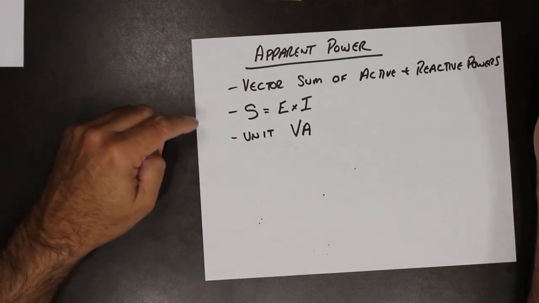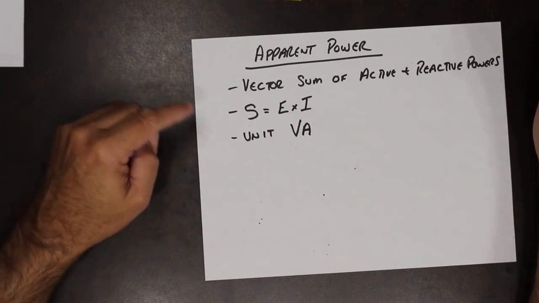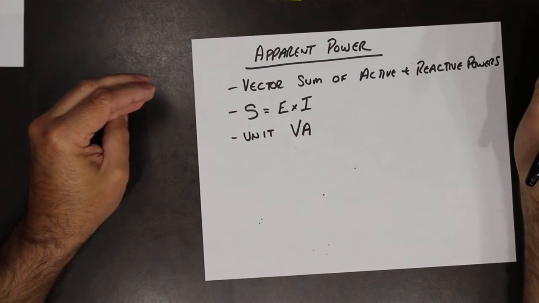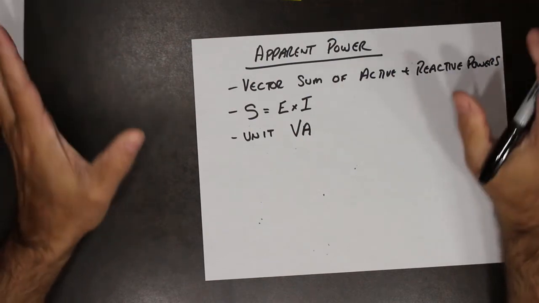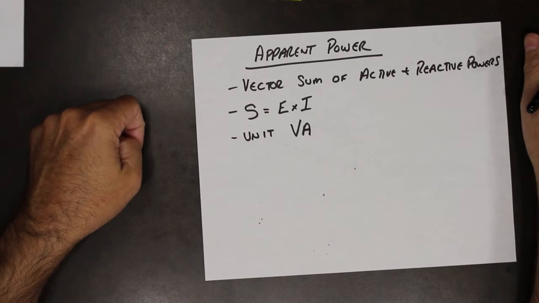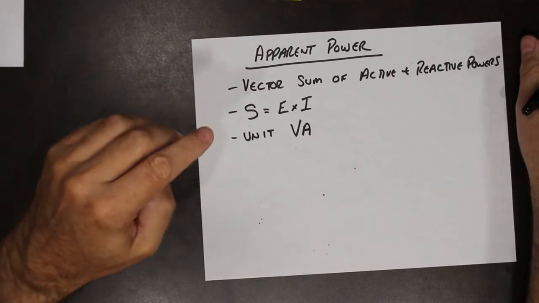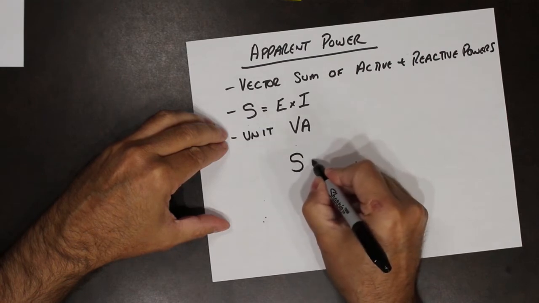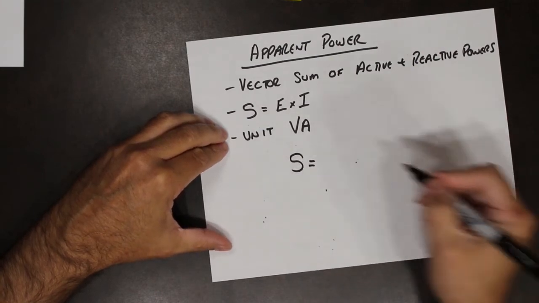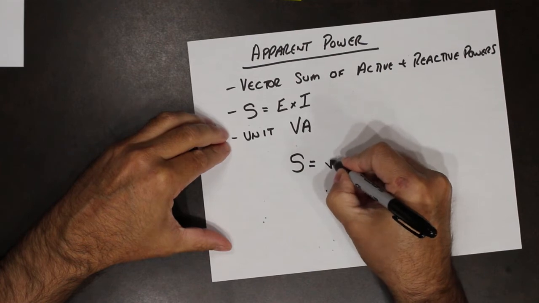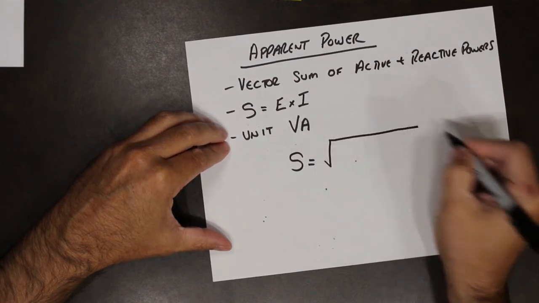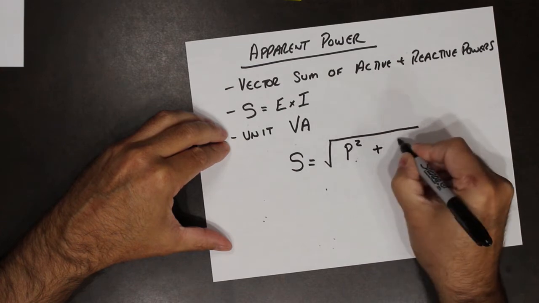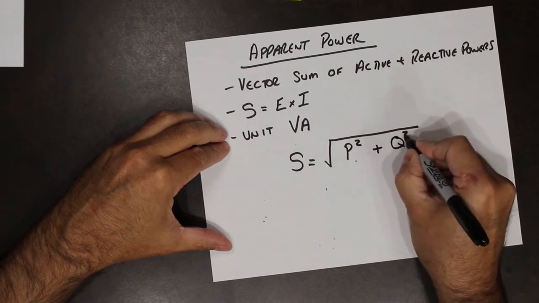So it's the vector sum of active and reactive power. So it takes into account the actual angles, the phase angles of the system. So when we look at it, S is equal to the square root of P squared plus Q squared.